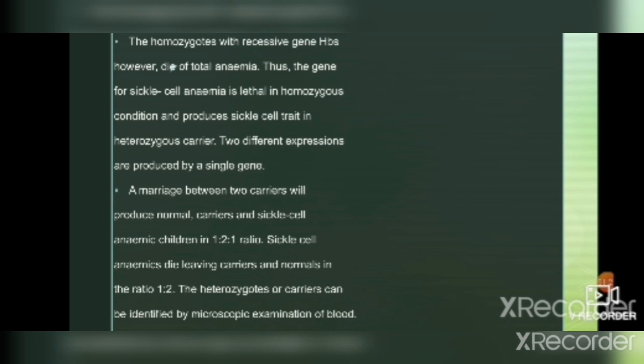A marriage between two carriers will produce normal one, carriers two, and sickle cell anemic children one, in the ratio 1:2:1. Sickle cell anemics die, leaving carriers and normals in the ratio 1:2. The heterozygotes or carriers can be identified by microscopic examination of blood.